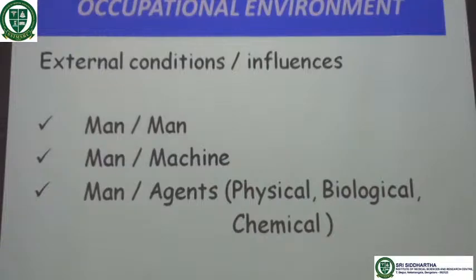And when you think about the occupational environment, we have various concerns: man and man, man and machine, man and surrounding environment. That is agent. When you think about agents, you need to remember the epidemiological triad, under that particular concept of disease-causing agents. The same thing is applicable here also. That is physical, biological, chemical and other agents contributing to the occupational environment, which plays an important role in maintaining occupational health.